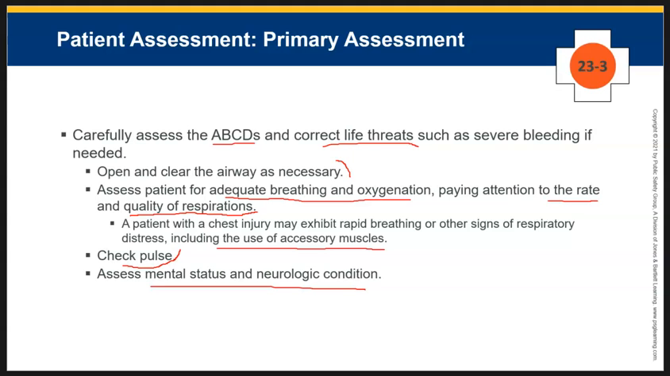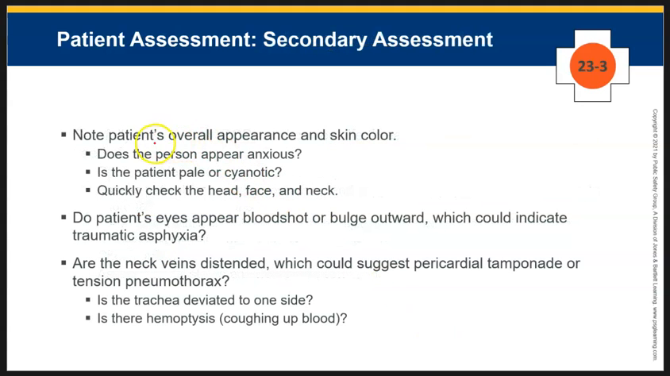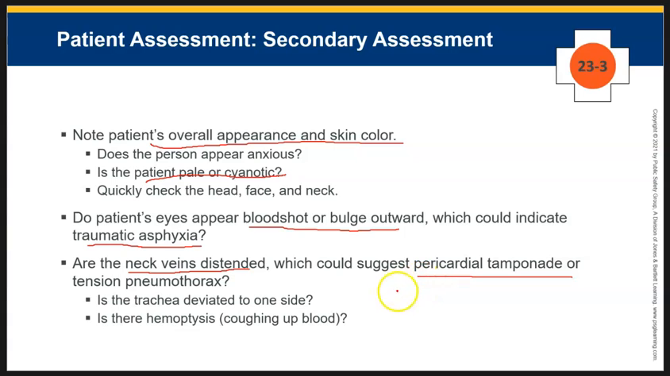Now, part of that scene size up and primary assessment can be also to look at the patient's overall appearance and skin color. Are they pink, warm, and dry, or are they pale, cool, and clammy, indicating potentially some hypoxia? We may notice traumatic asphyxia if the patient's eyes are starting to bulge outward. We may notice that the neck veins are distended, which could suggest pneumothorax or pericardial tamponade as the mediastinum has been shifted. This will also appear as a shifting of the trachea.